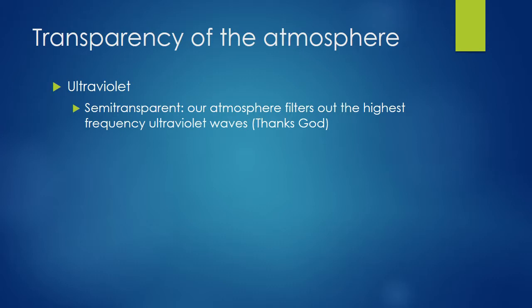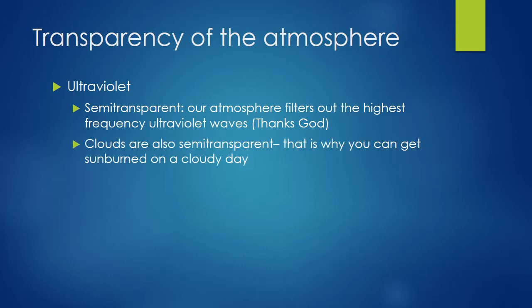The ultraviolet light obviously has to get through for a sunburn. What our atmosphere does do is filter out the highest frequency ultraviolet waves, the ones that are even more dangerous. The only ones that get through are the low frequency ultraviolet waves. It's a good thing the big ones don't get through, because that would be very, very bad for us. Clouds are semi-transparent to ultraviolet light. You can get sunburned on a cloudy day. You may not notice you're getting sunburned, but you can.